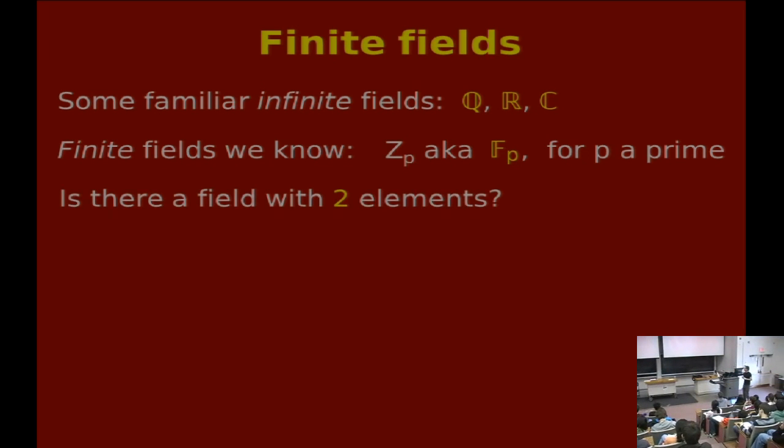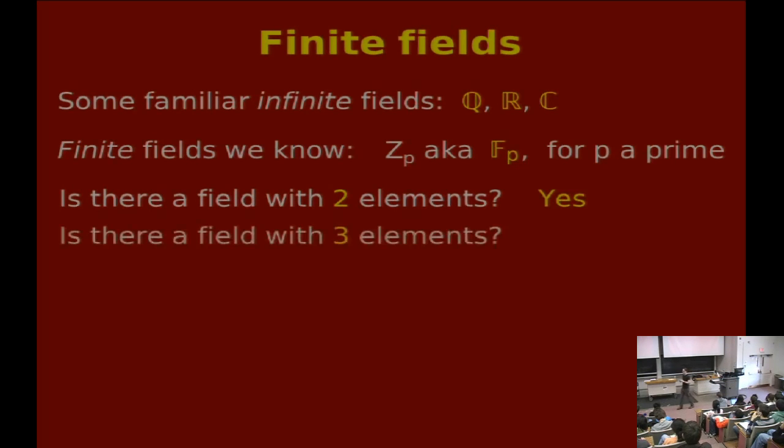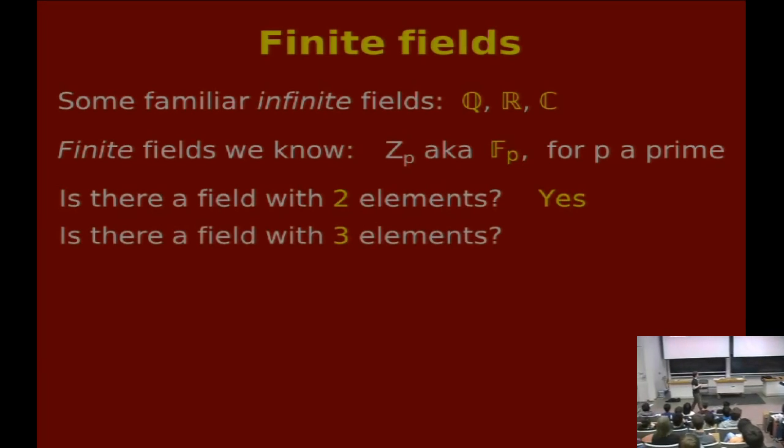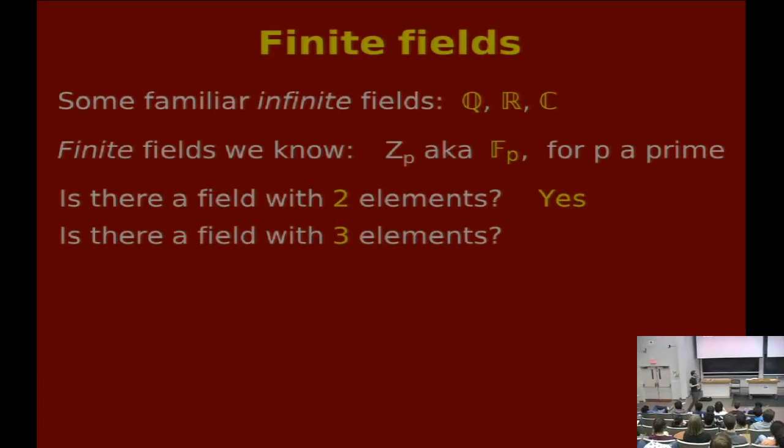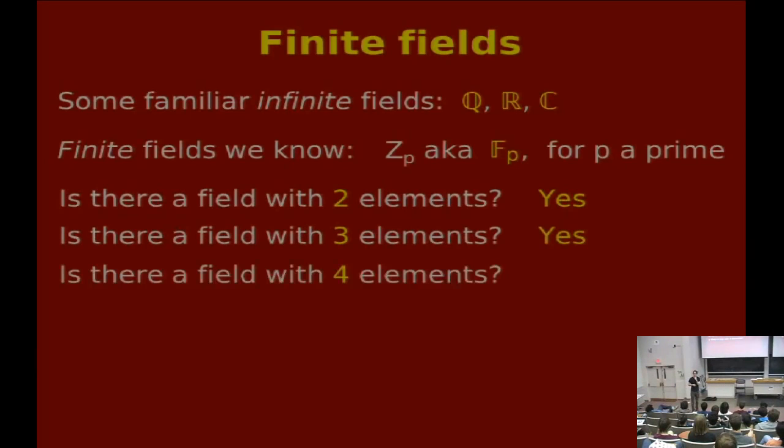Okay, so I'll ask you some questions. Is there a field that has exactly 2 elements? You can shout it out if you like. Wait, I was expecting yes or no. Yes, there is. The integers mod 2, since 2 is a prime, form a field. Is there a field with 3 elements? Yes, I showed it to you before. It's the integers mod 3. Maybe there are some other ones, but we at least know there's one. Is there a field with 4 elements? Shout it out.